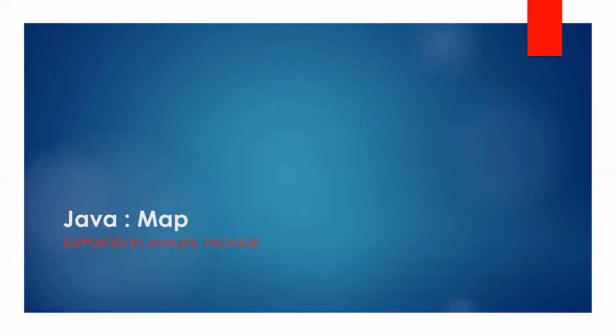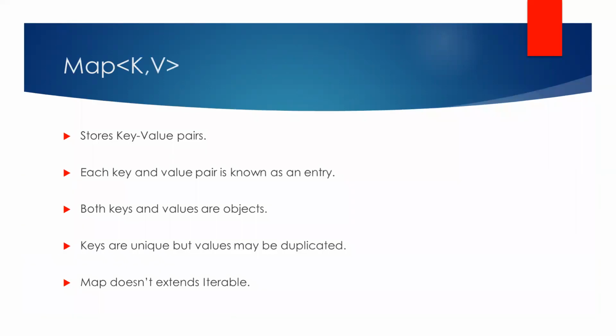So in map, what we do, we provide the indexes in the form of keys by ourselves. The keys will be provided by the developer, by the coder, and the value that is with respect to that key will be written. So here you can say that the map is a key value pair element, key and value.